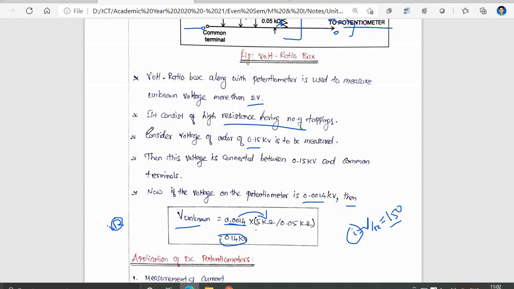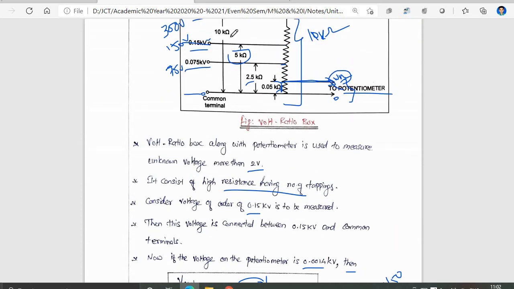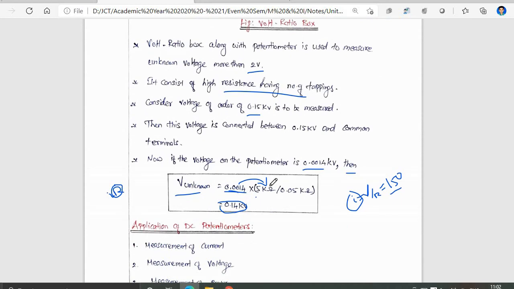So first we put an input voltage, select the tap here, and tap the output here. Some resistance will be added at the input section, and we get the output section. A minimum amount of resistance will be added into the circuit, so we get the ratio of resistance value to be added here. So 5 divided by 0.05 is the total resistance value added into the output section, that means the potentiometer side, and this is the current. Using the I into R formula, we get the unknown voltage as 0.14 kV.